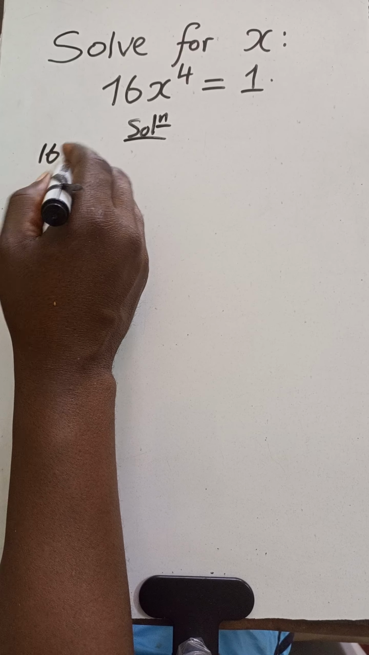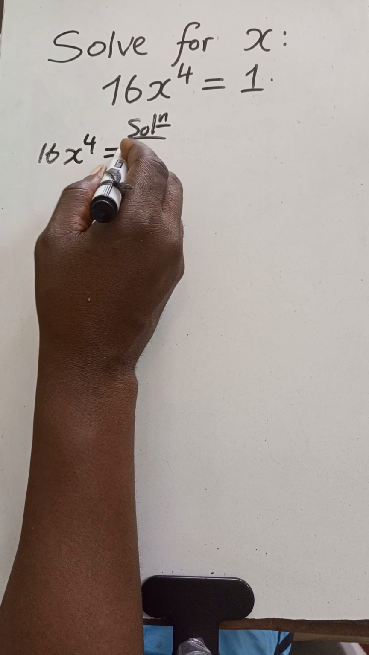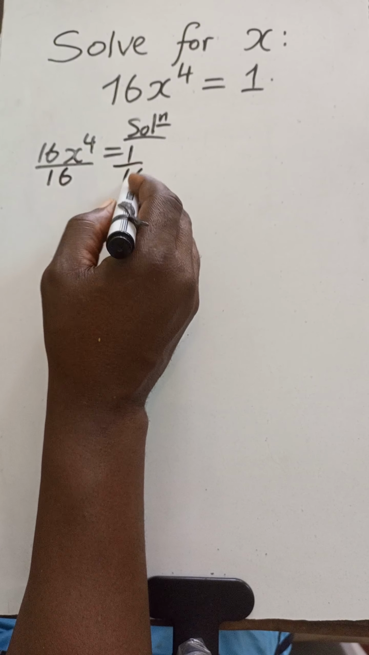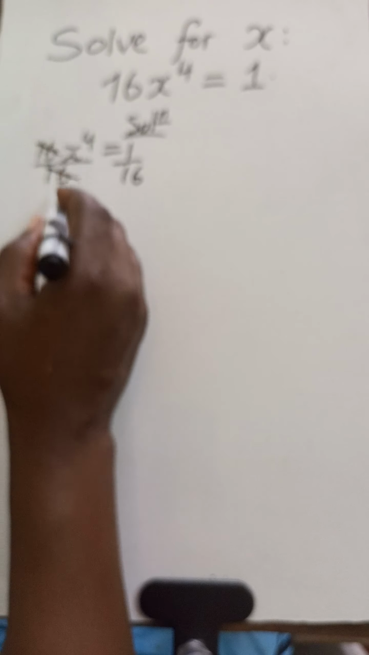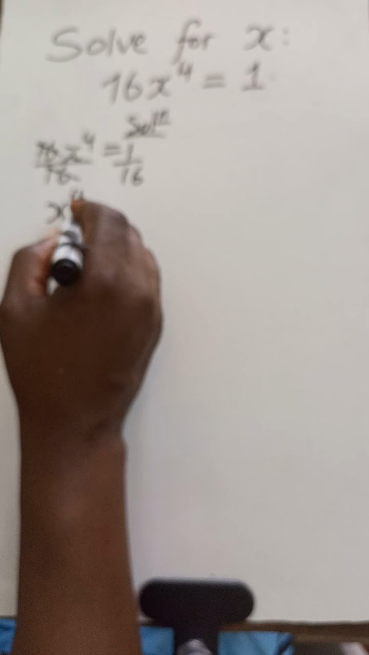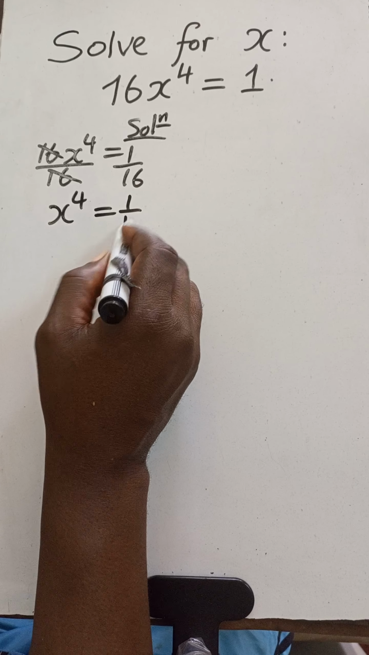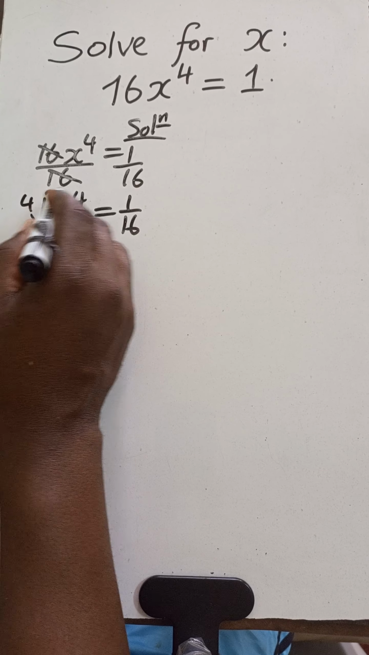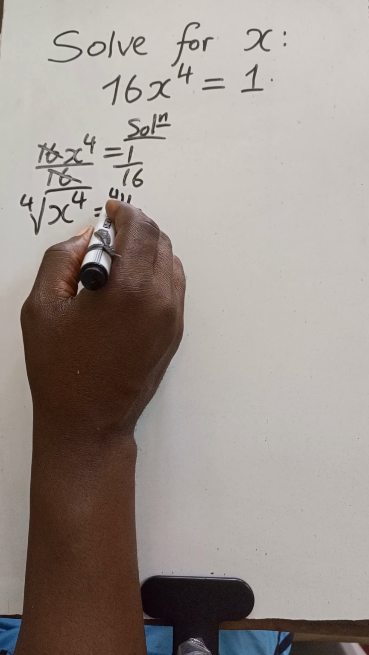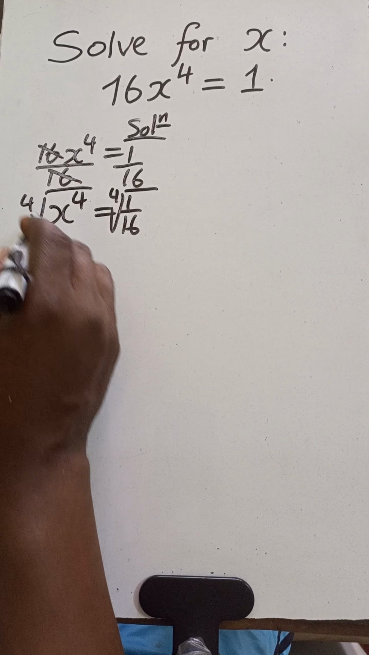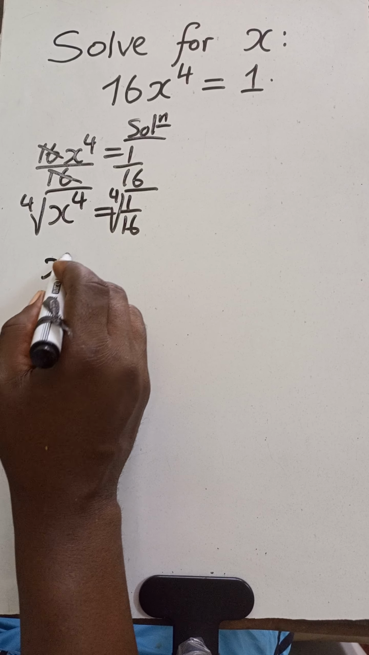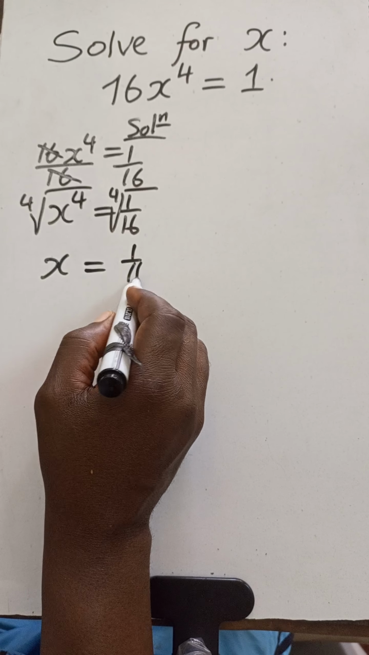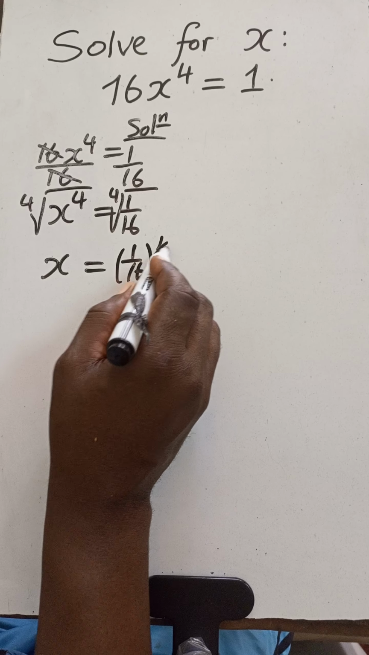wherein someone writes 16x to the power 4 equals 1. They go ahead, they divide both sides by 16. They say 16 cancels off here. We have x to the 4 is equal to 1 all over 16. To get x, they take the fourth root of both sides. All right, so the fourth root cancels power 4, ending up having x is equal to 1 all over 16 to the power 1 quarter.